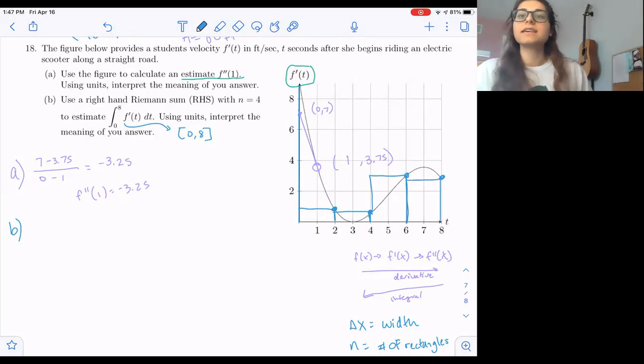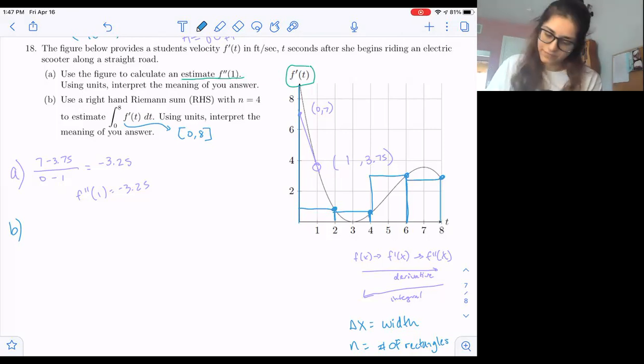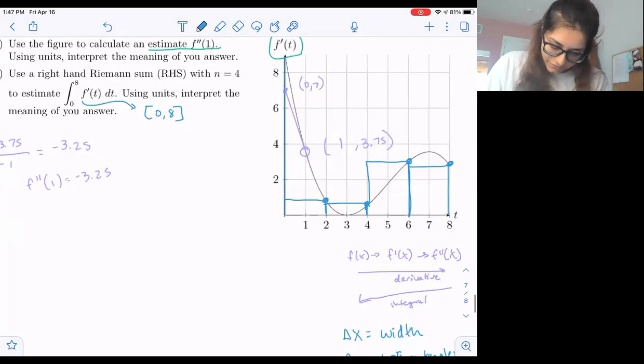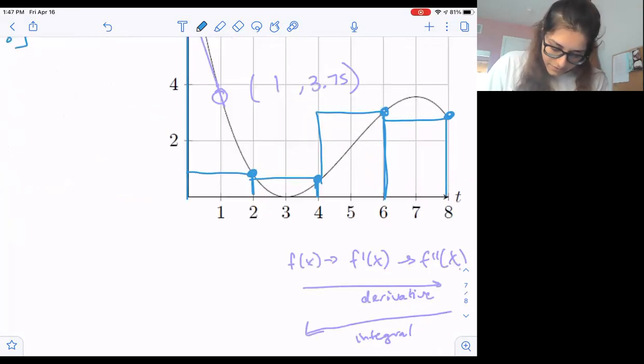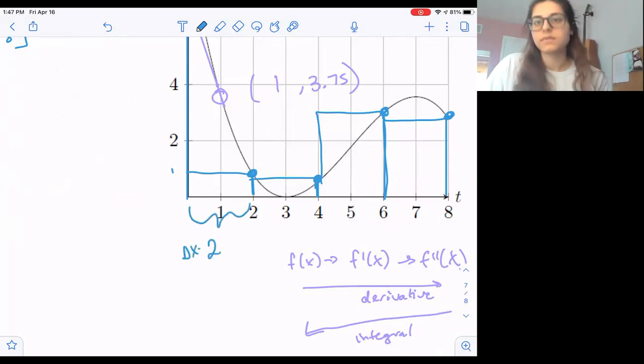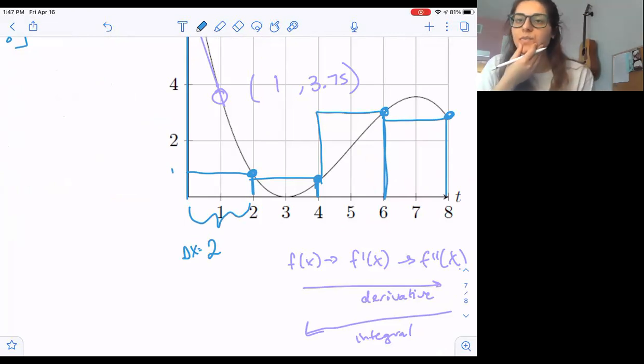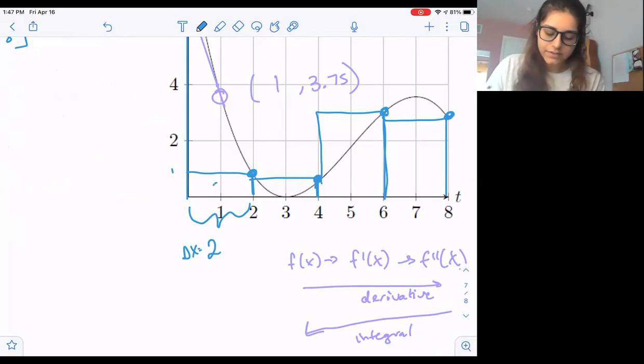With 4 rectangles, to find the Riemann sum, I want to find the area of these rectangles. A Riemann sum is estimating the area underneath the curve. So basically, find the area of the rectangles and add them up. That gives you an estimation of the area underneath the curve, like going back to the original function. The area of each of these looks like about 2 times 1, because change in x is 2, and the area of a rectangle is width times length. So 2 times 1 is 2.